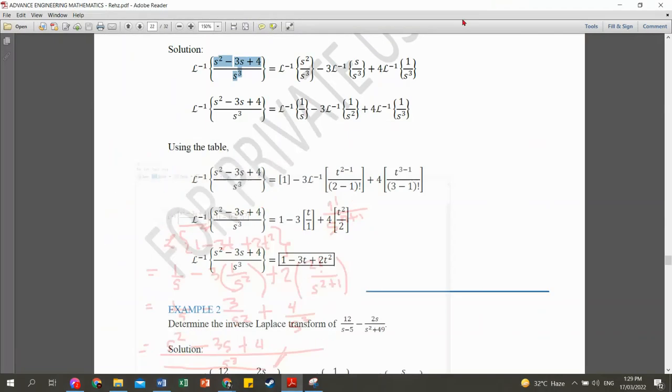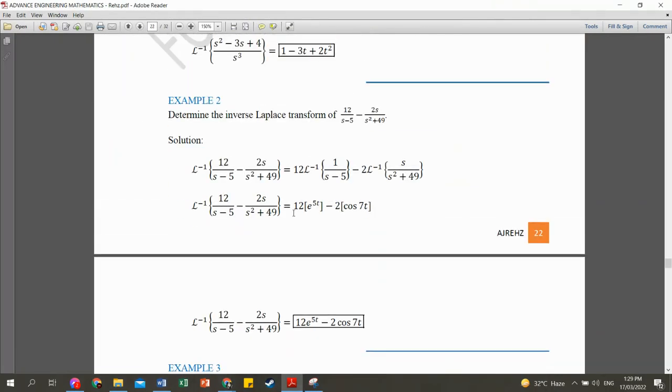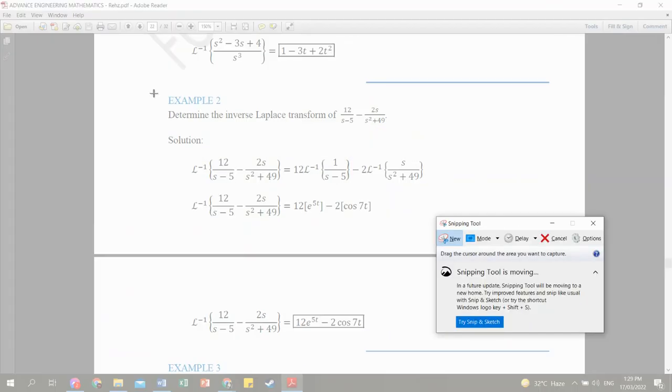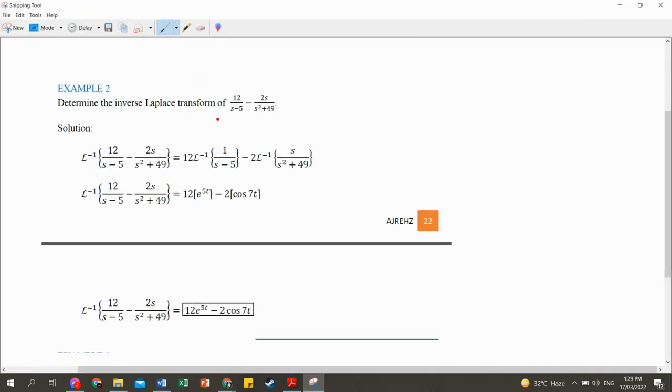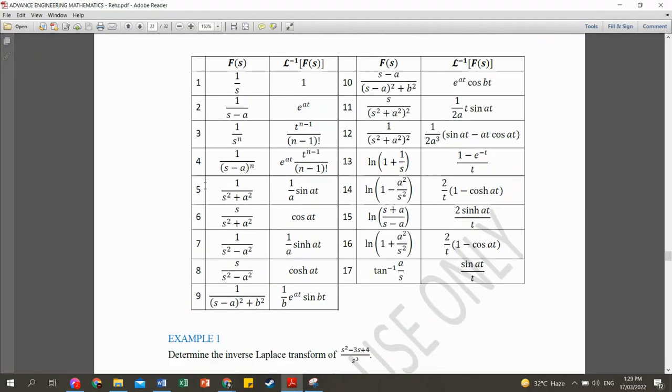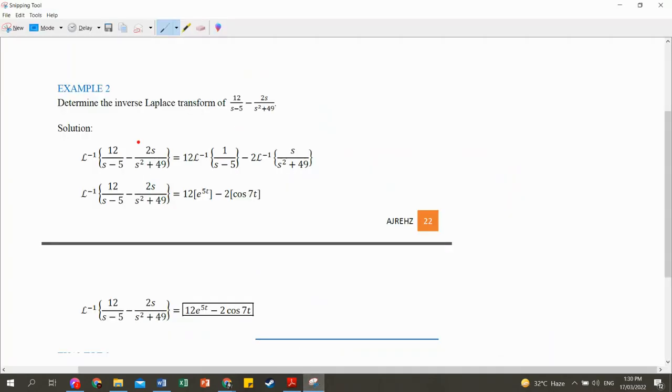So next, we have another example here. We are to determine the inverse Laplace transform of 12 over s minus 5 minus 2s over s squared plus 49. Let's go to the solution to see the formulas. We can separate this. Let's arrange it using the linearity theorem.